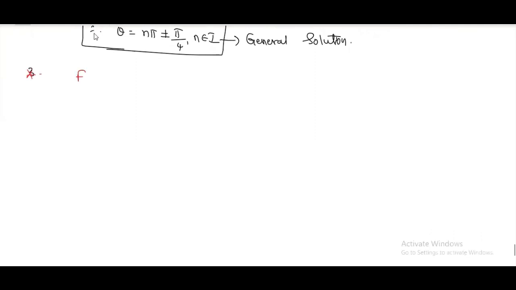Find the solution set of tan square theta is equal to 3. So let's see what they are given the solution. Question: what is the solution for this one? So they are given tan square theta is equal to 3.